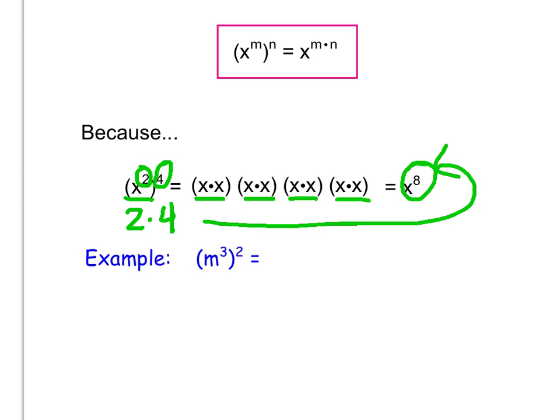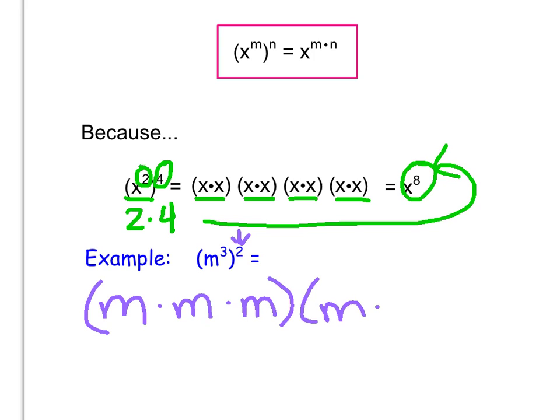The next example, just going through it, once again, I'm going to expand it out. So if I have m to the 3rd power, that's m times m times m. And I need to multiply that times itself again because I have it to the 2nd power, which says I need 2 sets of that m to the 3rd power. So I'm going to multiply that, m times m times m. And look how many m's I have. I have 6 m's multiplied times itself, giving me m to the 6th power, which is what I get when I multiply the 3 and the 2 times each other. M to the 6th power would be my answer.